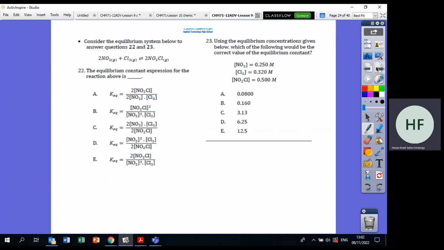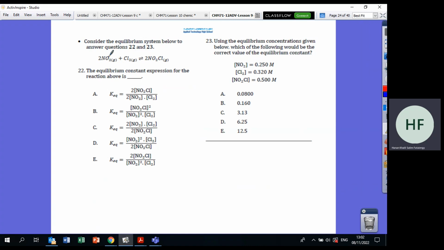Now, this is also a question in your practice sheet. You can solve it. Try to write the expression. Of course, this is homogeneous. No need to cancel anything. Write KEQ is equal to P over R. Remember, these coefficients become powers. And write the expression. Pause the video and answer.